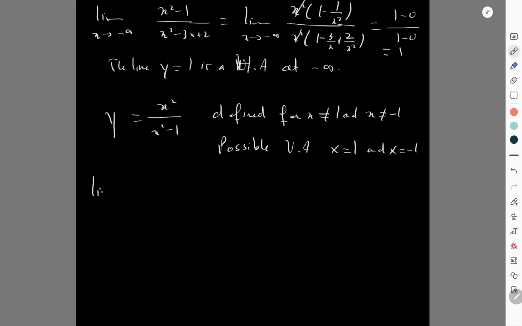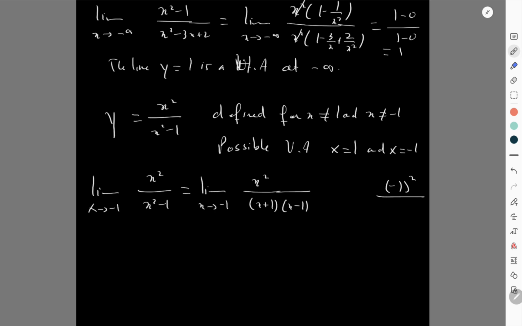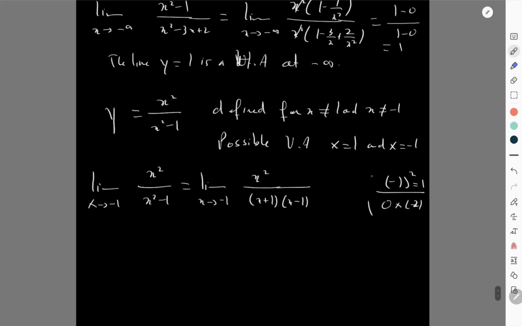So let's check here. The limit as x goes to minus 1 of x squared over x squared minus 1. Let me factor the bottom there, just to be sure. So this is x plus 1 over x minus 1. Of course, what do we get? On top we get, on the side, we can do these small calculations, minus 1 squared times 0 times minus 2. Okay, so I have a positive number on top. So it's 1 over minus 2 times 0. So all I have to do is determine whether the 0 is a positive 0 or a negative 0.